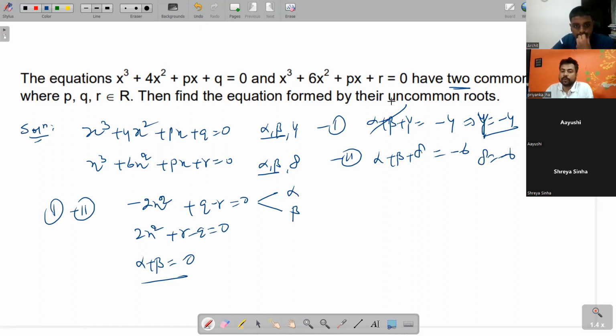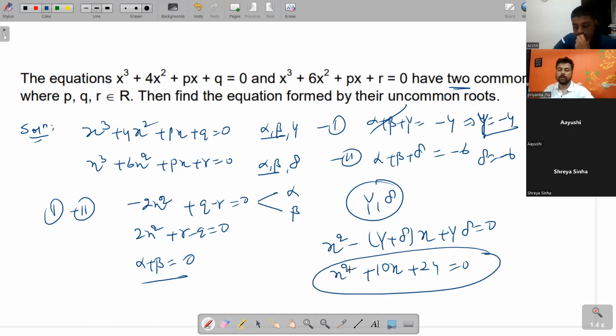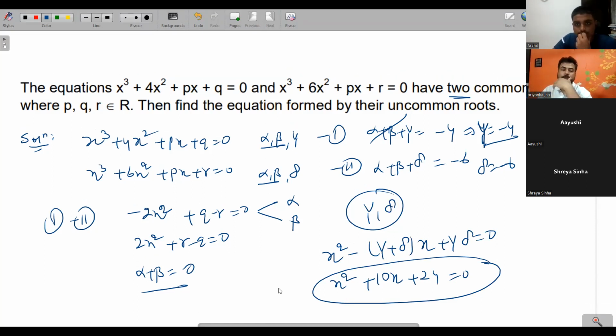So you have to find the equation formed by their uncommon roots. With the help of gamma and delta, you have to find the equation. How do you find it? x squared minus sum of the roots into x plus product of the roots. So x squared, minus minus 10 becomes plus 10x, plus 24. This is your answer. Understood? Yes, sir. Note it down.